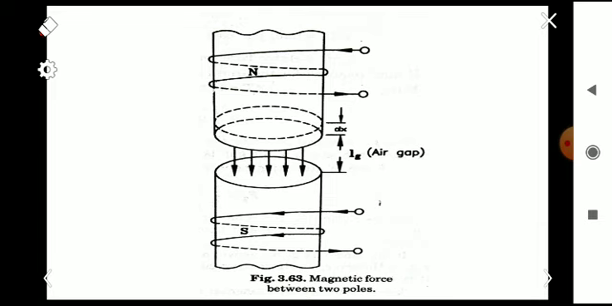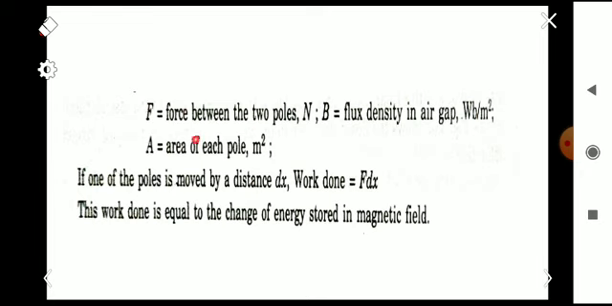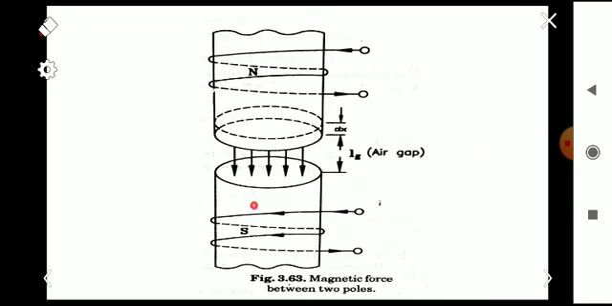How can we find the work done? Normally the work done will be force into displacement. Here F is the force between the two poles, B is the flux density in the gap, A is the area of each pole, and dx is the displacement moved by one pole. So the work done will be F into dx, and this work done will be equal to the change of energy stored in the magnetic field.